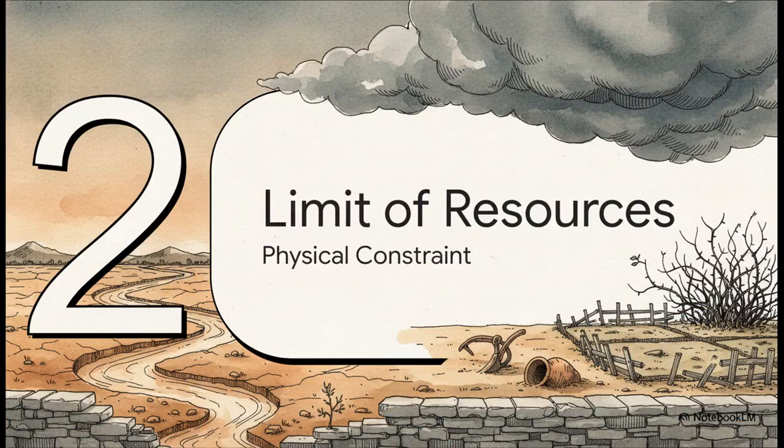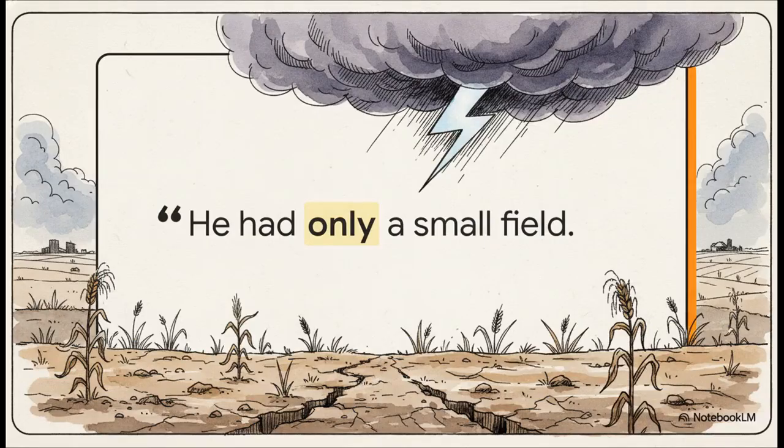Section 2. Limit of resources, the physical constraint. Building on that identity of scarcity, the story immediately shifts from who Ramu is to what Ramu has. Take a look at the second sentence. He had only a small field. The absolute crucial focus here is the word only. That one single word applies a massive constraint to his small field, highlighting a severe lack of resources. It tells us point blank that there are no hidden assets, there are no backup plots of land, no alternative businesses, no savings accounts mentioned at all.